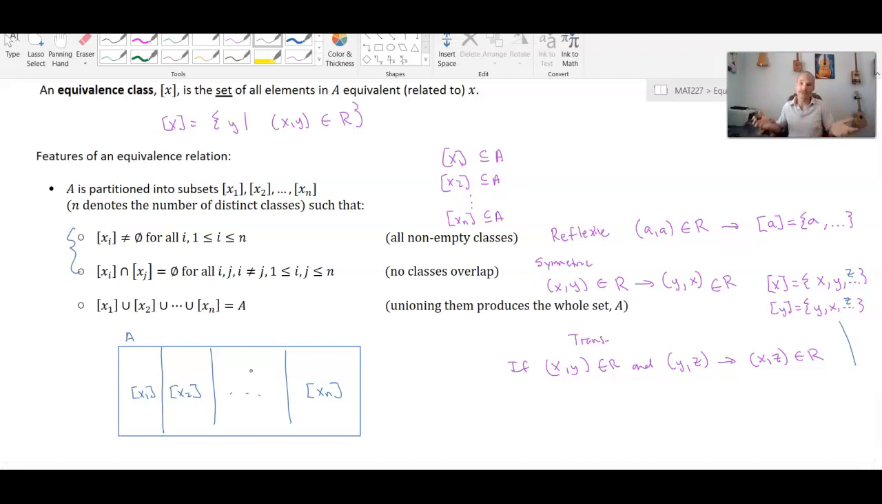Partitions are incredibly useful. If a relation doesn't have these three properties, all we can say is that it's not an equivalence relation. It doesn't mean that it's not a useful relation. It just does not have this impact.